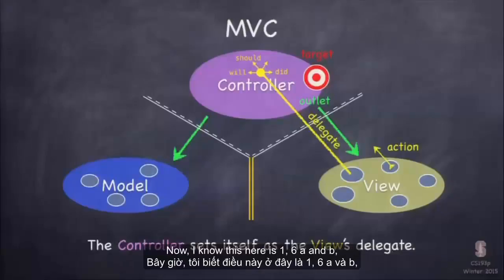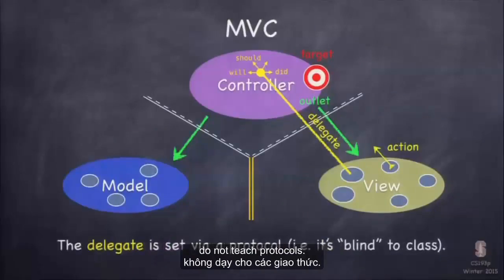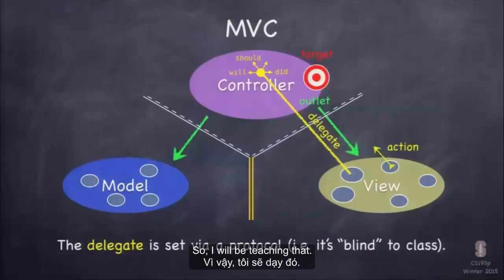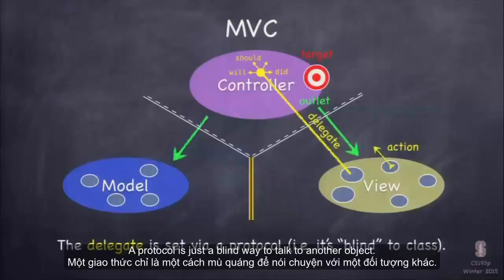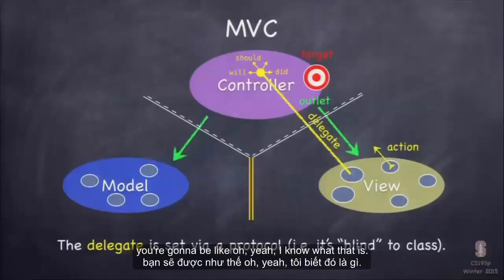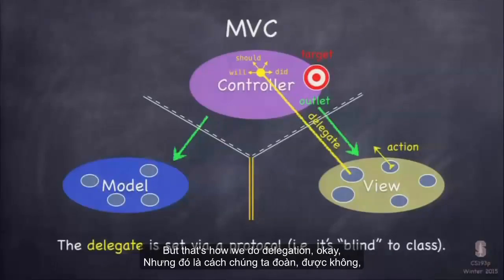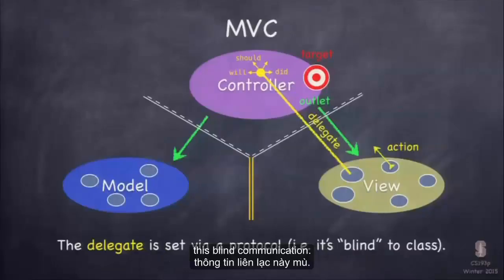Now, I know that CS106A and B do not teach protocols. How many people know what the word protocol means in object-oriented programming? You see very few of you. So I will be teaching that. A protocol is just a blind way to talk to another object. When I teach you, you're going to be like, oh yeah, I know what that is. We didn't really call it protocol or whatever. But that's how we do delegation, okay, this blind communication.